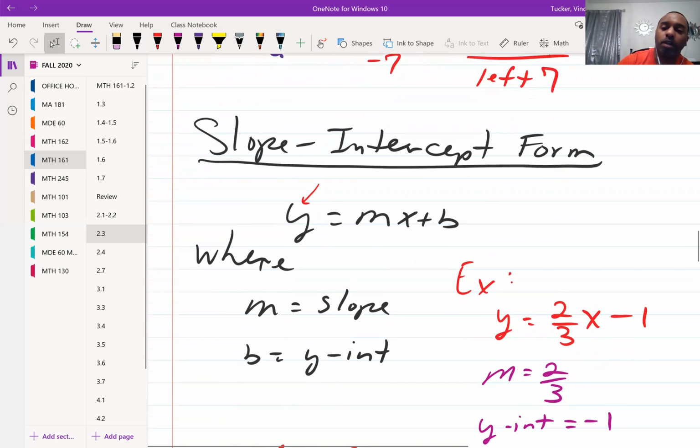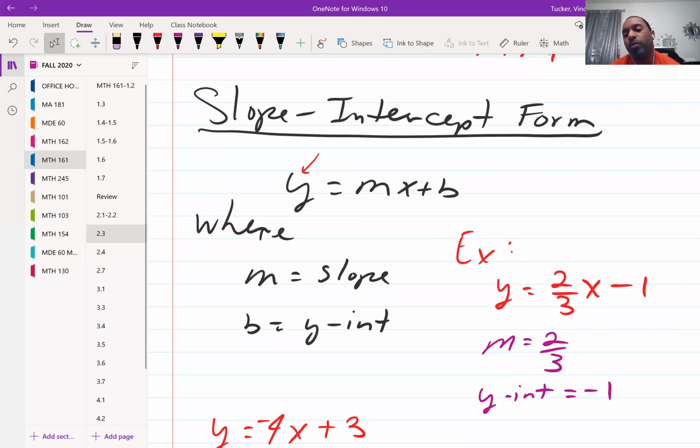So when I look at y equal to 2/3 x minus 1, what's sitting in front of x is our slope. So be careful with that. Sometimes people make the mistake of writing 2/3 x and they include x as a part of the slope, when x is not a part of the slope. 2/3 is the slope. So please don't make that mistake.